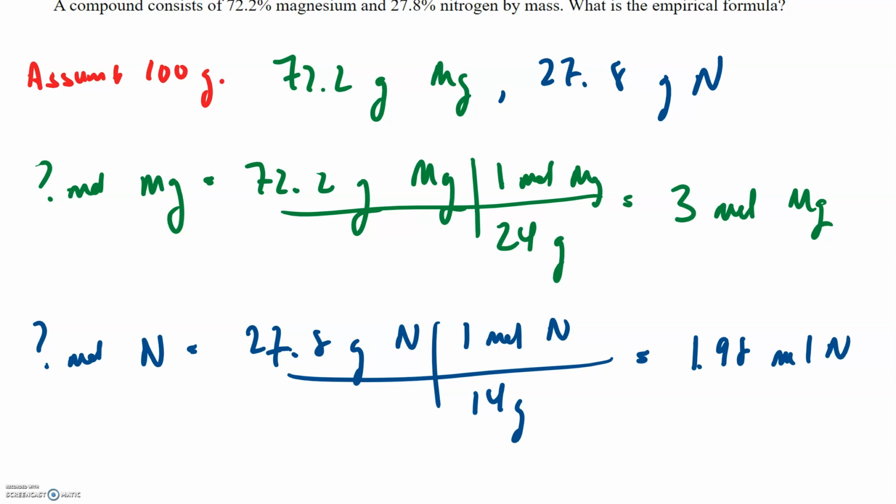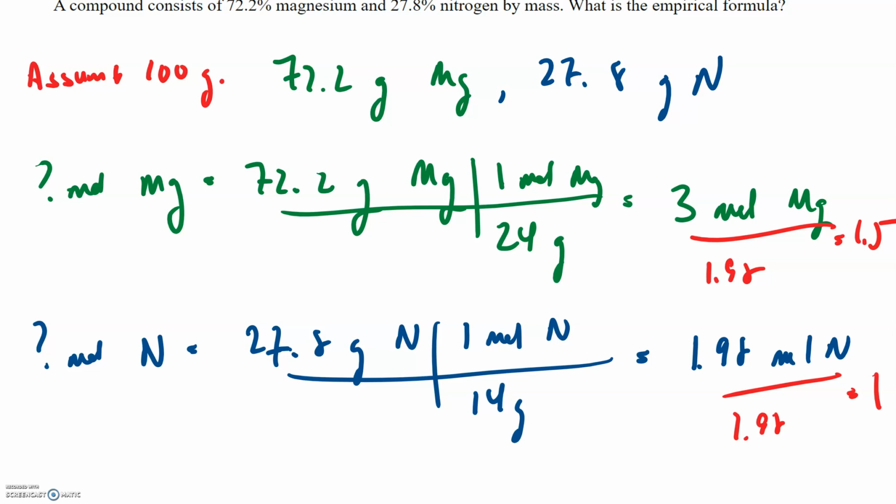into whole number ratios. And watch what happens when we do this. So we're going to divide both sides by 1.98. That gives us 1. And we're going to divide both sides by 1.98. And this is going to give us 1.49, so 1.5. Well, that's not a whole number.